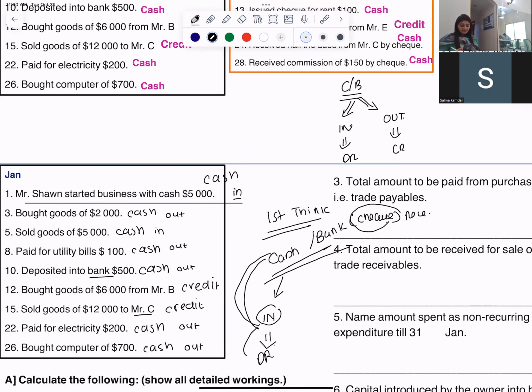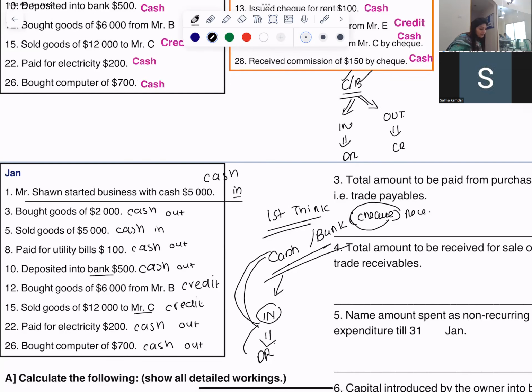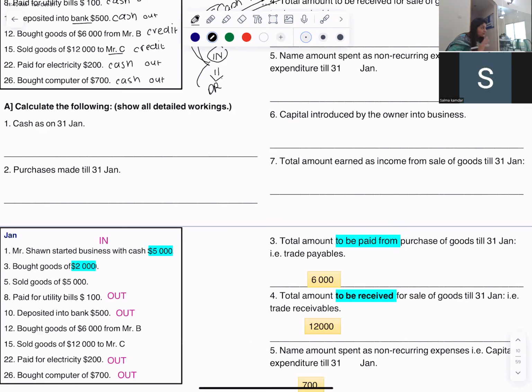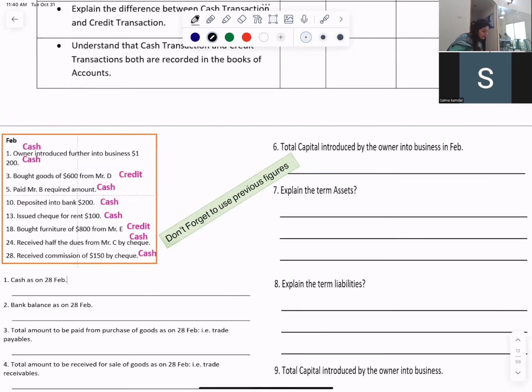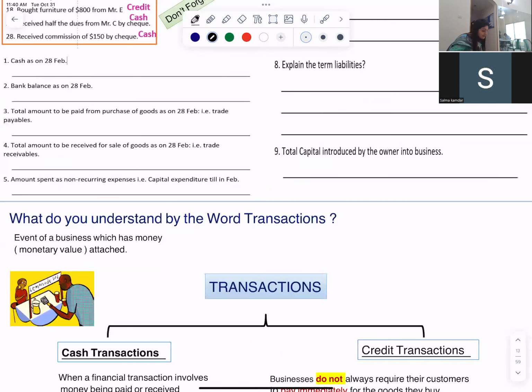If money is coming in the business, cash or bank is debited. If money is going out of the business, you will credit cash or bank. There would be one account that is involved, or both accounts can also be involved if it is a credit transaction. Okay, are you with me?